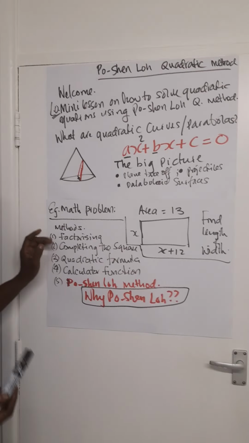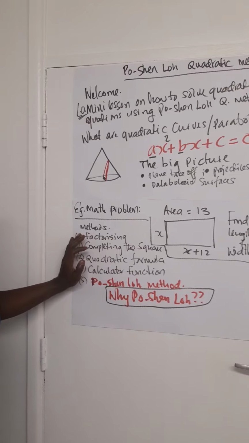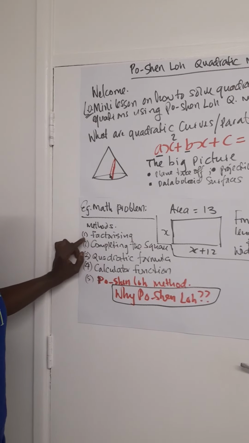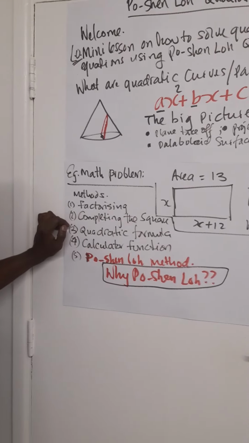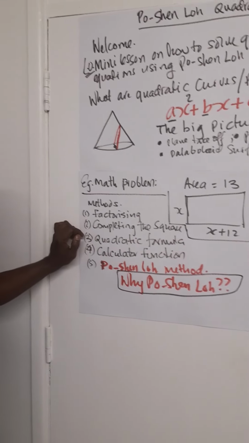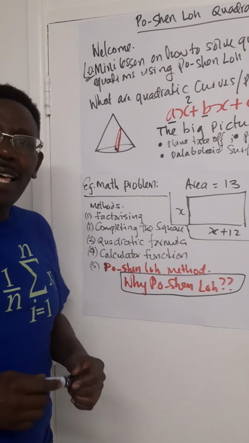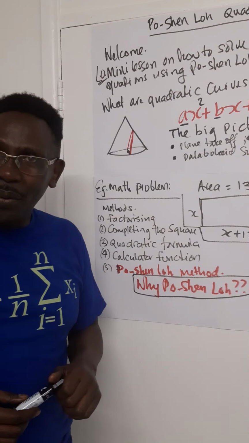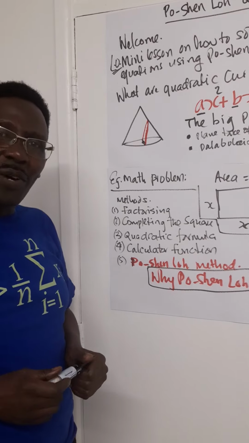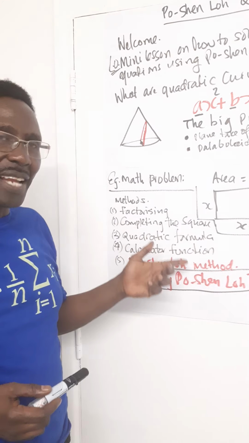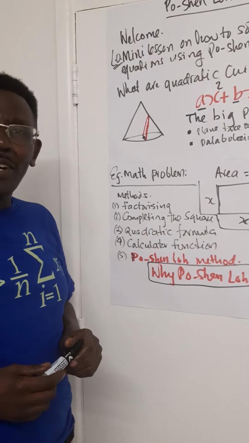But there are many ways of solving quadratic equations. One of them is factorizing, which you're very familiar with, and which is normally the first thing taught in solving quadratic equations. The other method is completing the square. The other method is the quadratic formula. And then you've got the calculator function.